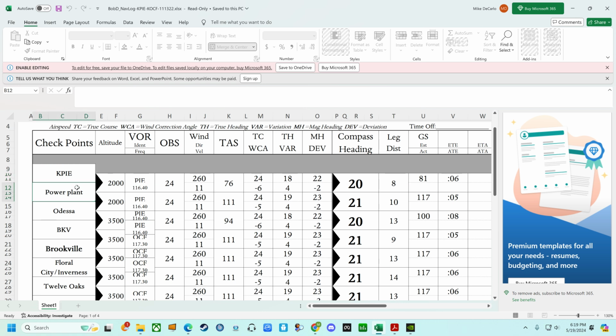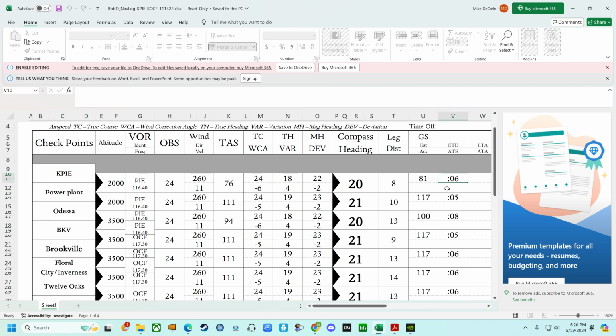So from KPIE to the power plant, we said it was about 6 to 8 nautical miles. And if I was going a certain speed, this is the estimated time en route: how long do I estimate it would actually take me to get from KPIE to the power plant? And you would actually use a stopwatch or a chronometer in your aircraft. And around the 6 minute mark, give or take a little bit, I should expect to see that power plant.